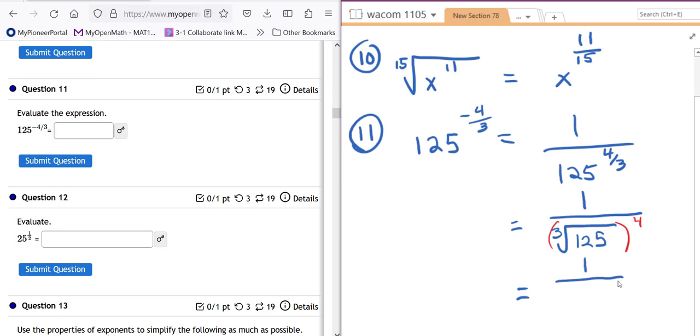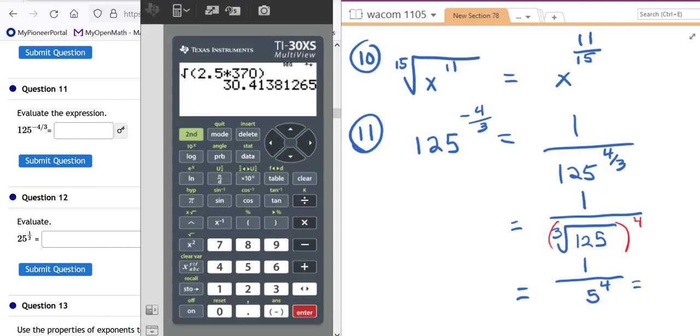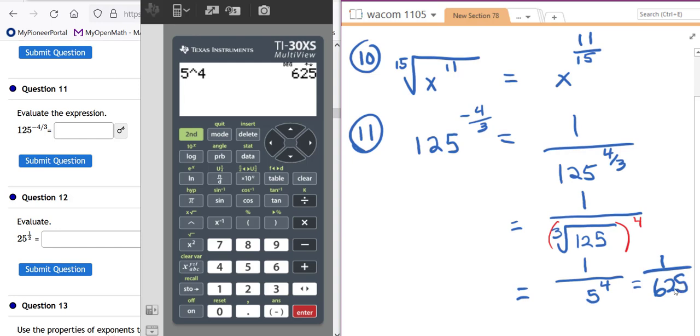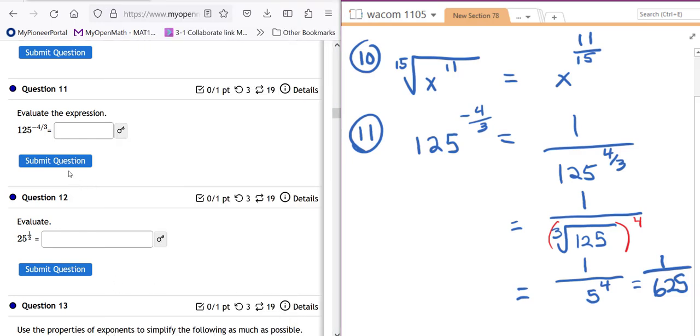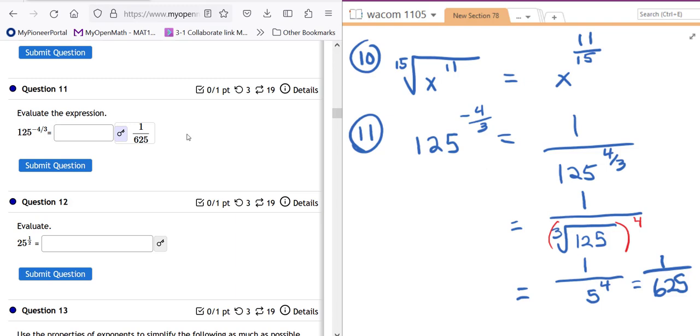All right, so cube root of 125, do that on your calculator. You get a 5, and then we have 5 to the 4th. So 5 to the 4th I will have to do on my calculator. I think it is 625, but I'm not sure. Yes, it is. So you get 1 over 625. But you do have to shift to the denominator first there.